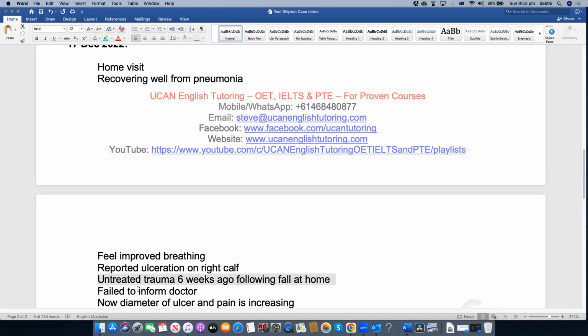And what about untreated trauma 6 weeks ago following fall at home? When someone falls down at home, what's going to happen? If there is a trauma, is that going to be affecting the heart system? Is that going to be affecting the cardiovascular function? Is it somewhat relevant or not? No, sir.